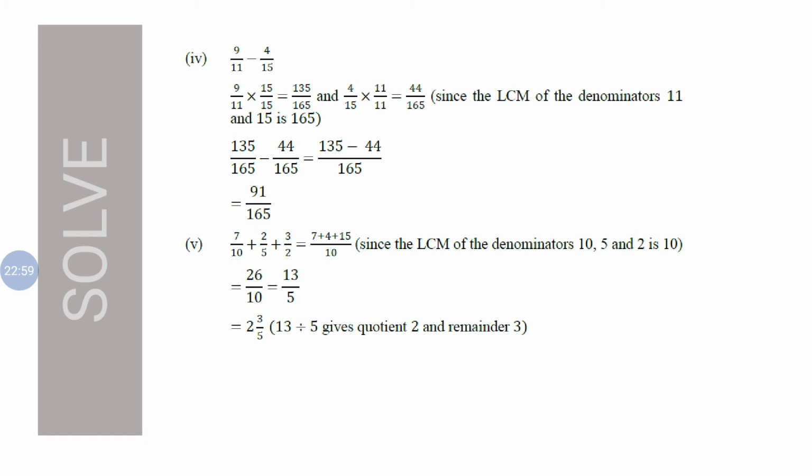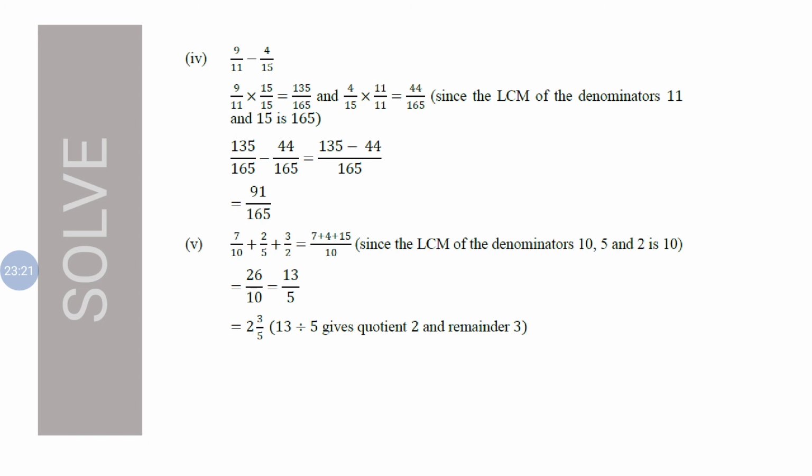Okay, 2 by 5. How will you make the denominator 10? 2 2s are 4, 5 2s are 10. So 4 by 10. Then 3 by 2: multiply the numerator and denominator by 5. 3 5s are 15, 2 5s are 10.